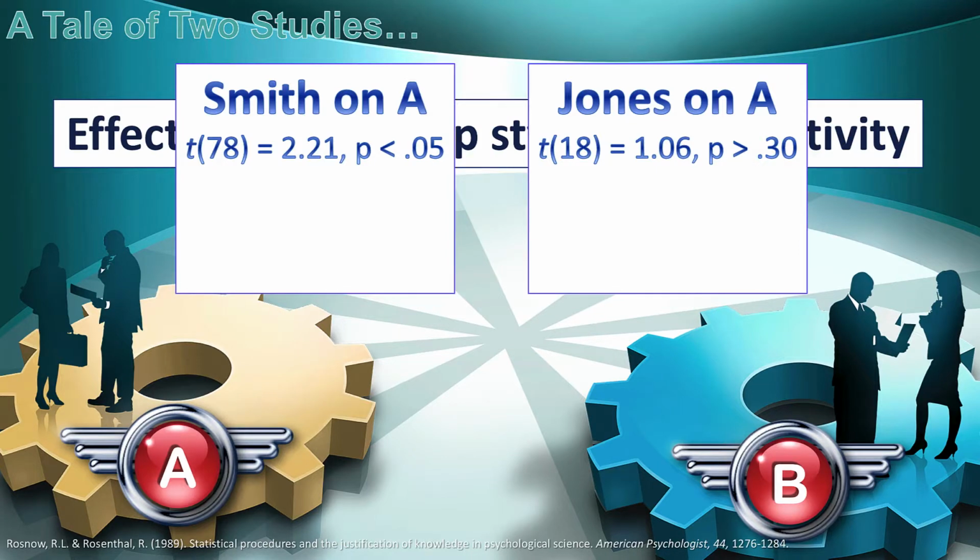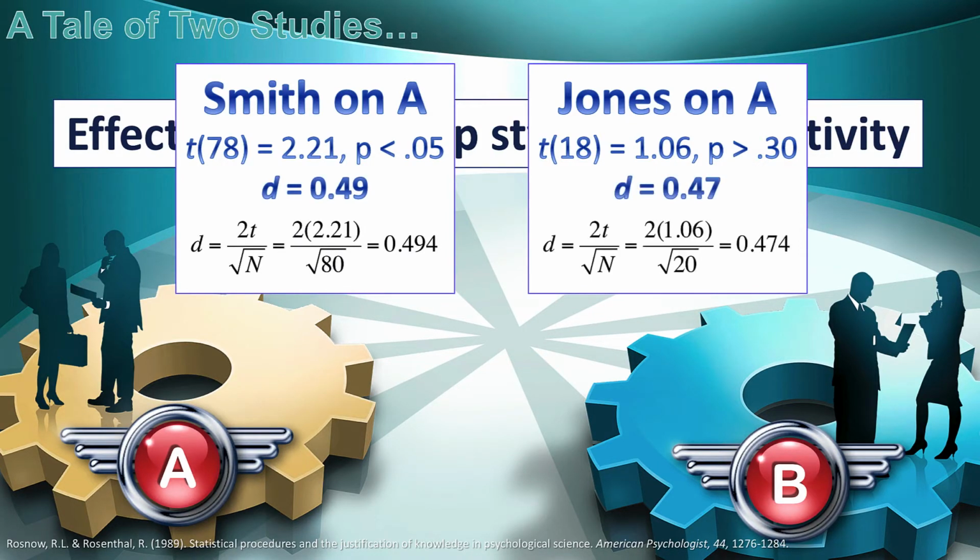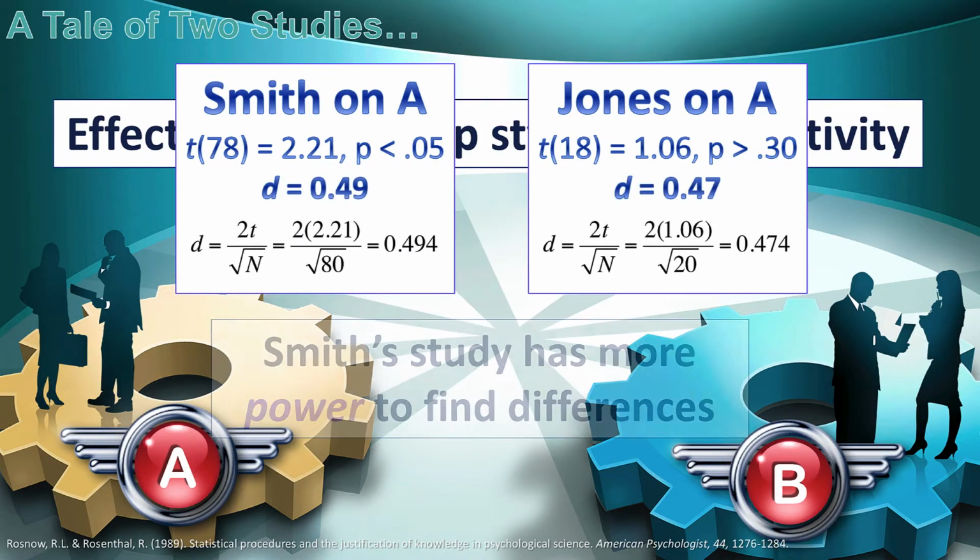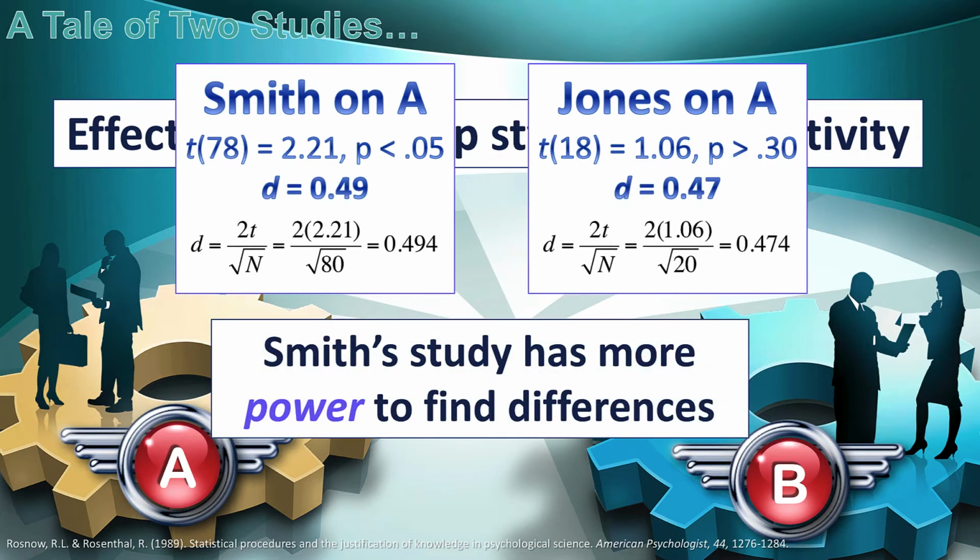What we're going to do is use these findings to report an effect size. And we do that using a formula. It's simply 2t over the square root of n. We multiply 2 times the t value divided by the square root of n. And for Smith, we get a value of 0.494. When we do that same formula with Jones's research, we get an effect size of 0.474. 0.49, 0.47. Those are essentially the same effect size.